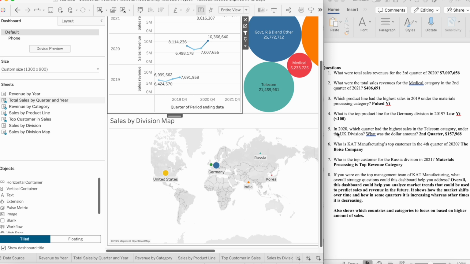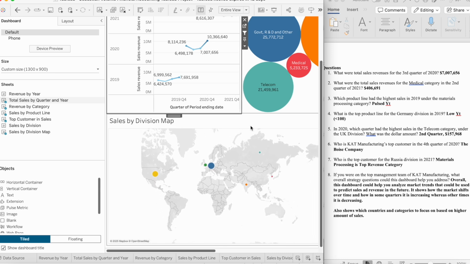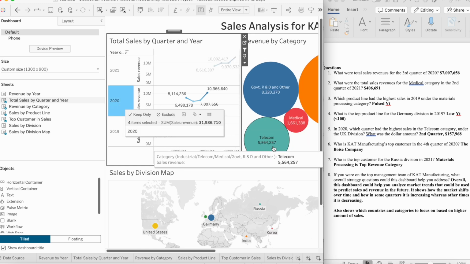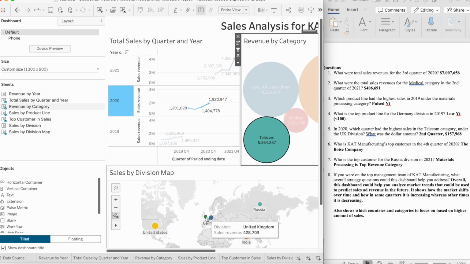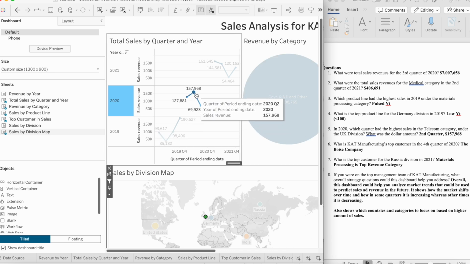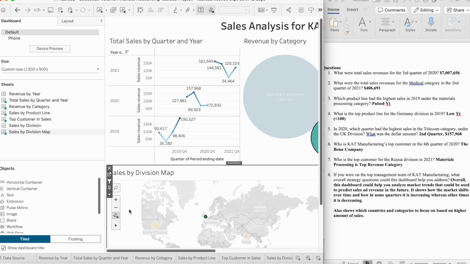Okay, and in 2020, which quarter had the highest sales in telecom under the UK? So we click on 2020, telecom, and UK, to show that the highest quarter based on this line graph is the second quarter, and it's $157,968. And then I would clear out of these.